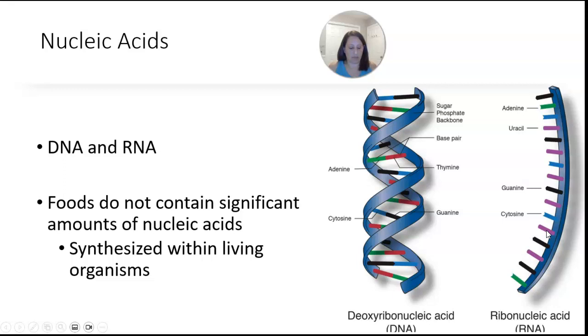And our last macromolecule is nucleic acids. And so we have 2 types of nucleic acids. We have DNA, which is shown here in this picture on the left. Okay, so deoxyribonucleic acid. And then over here on the right is RNA, which is ribonucleic acid. Those are our 2 types of nucleic acids. And there really aren't any foods that contain DNA and RNA in specific, significant amounts. So we don't really get nucleic acids from our diet. Instead, our cells will synthesize these molecules.